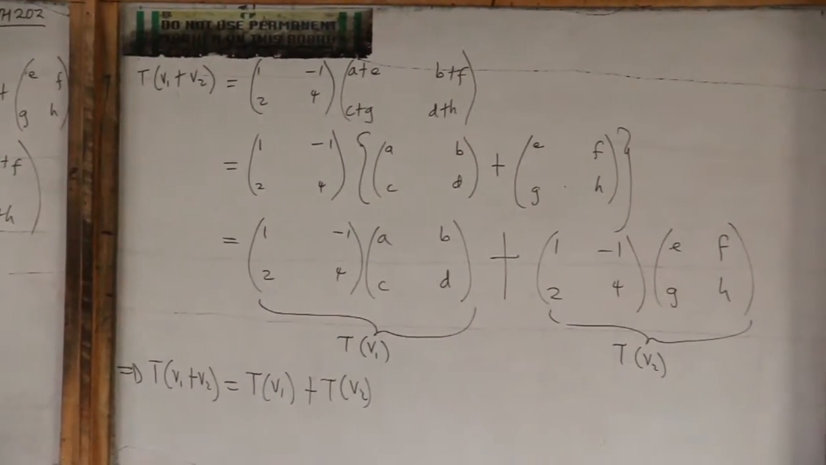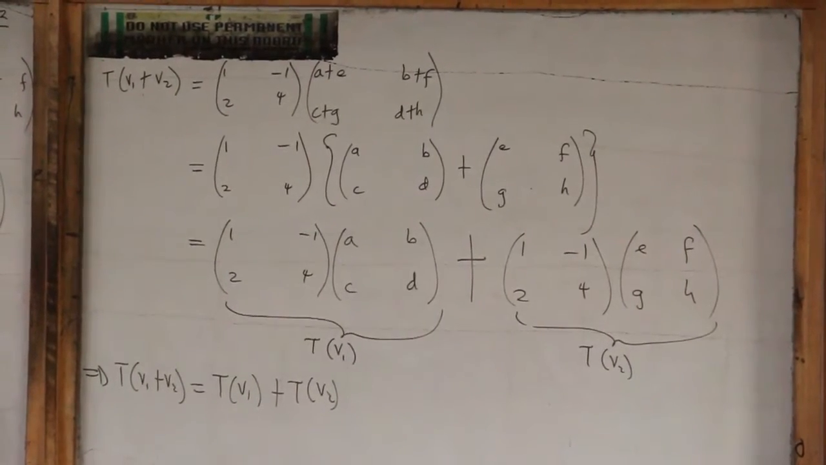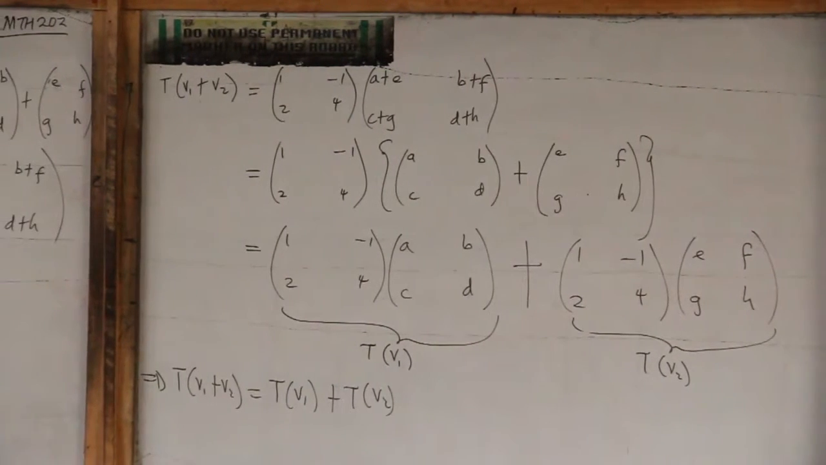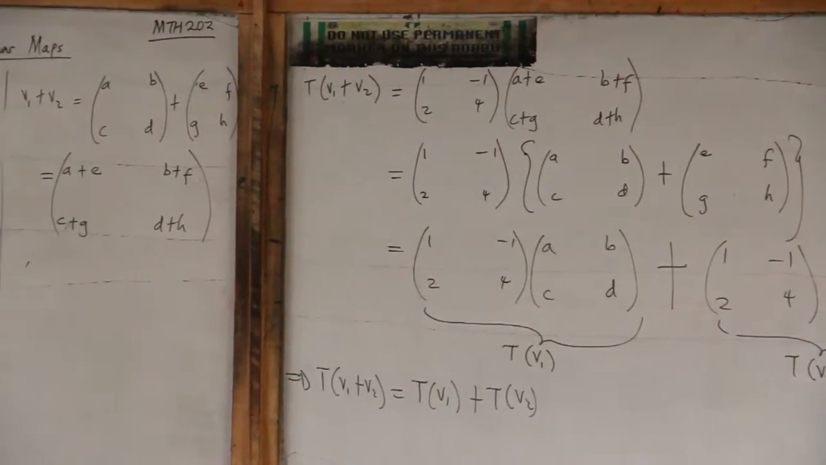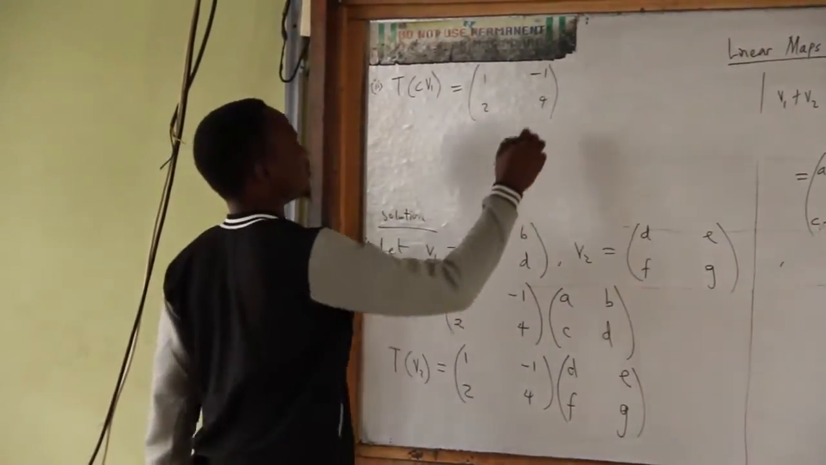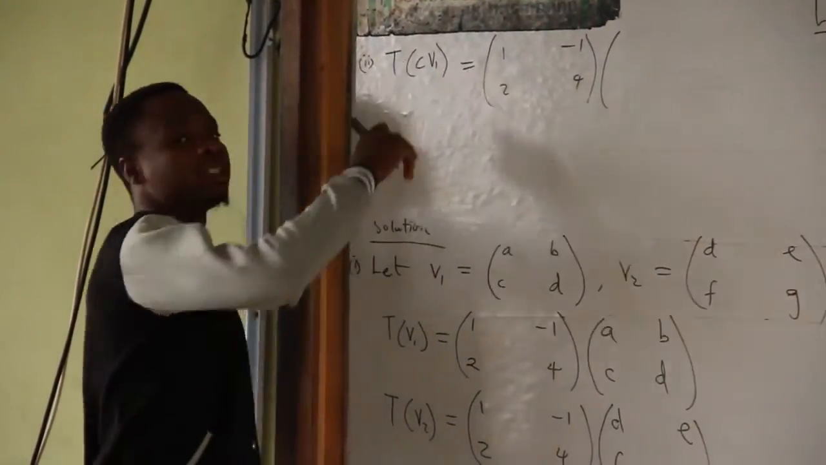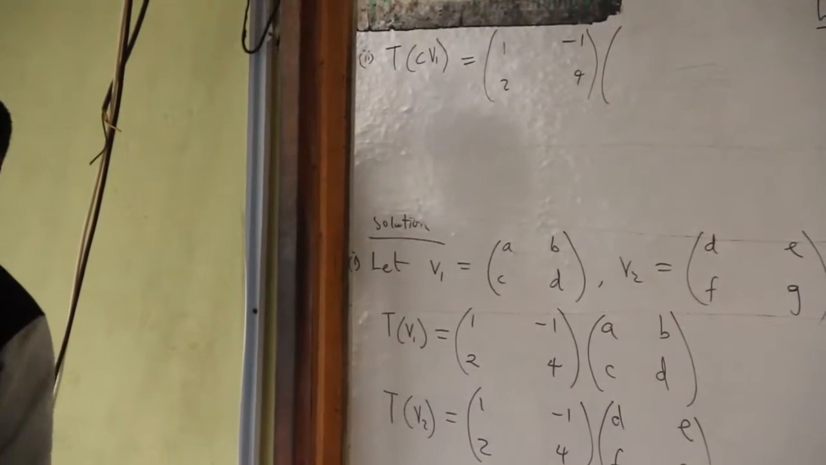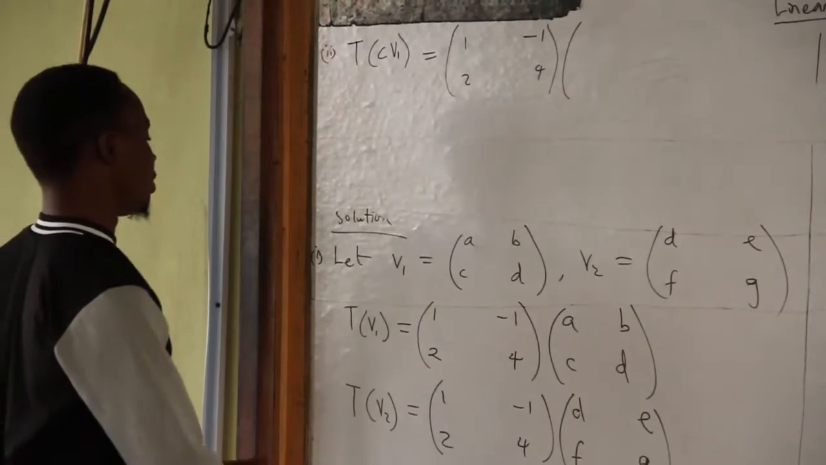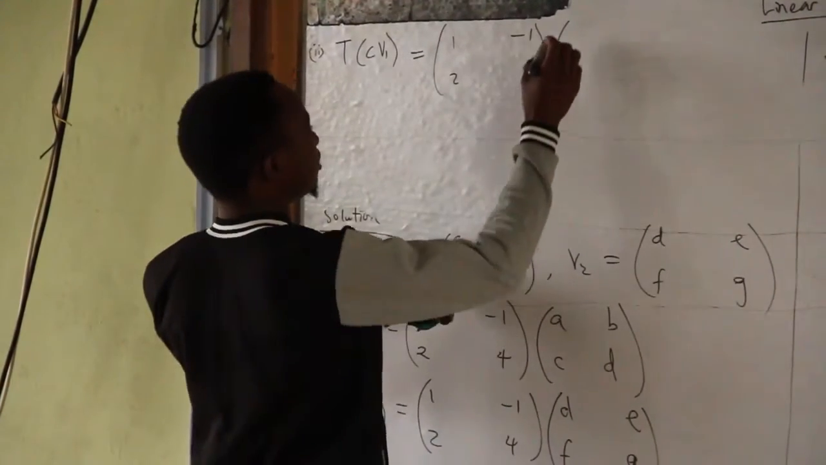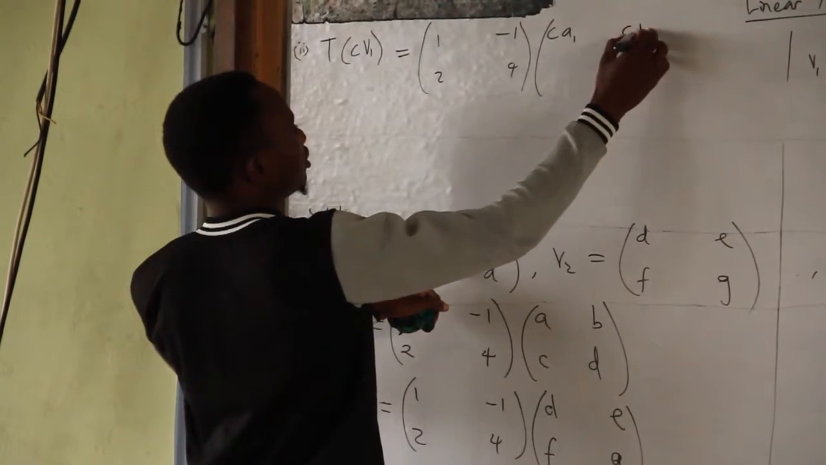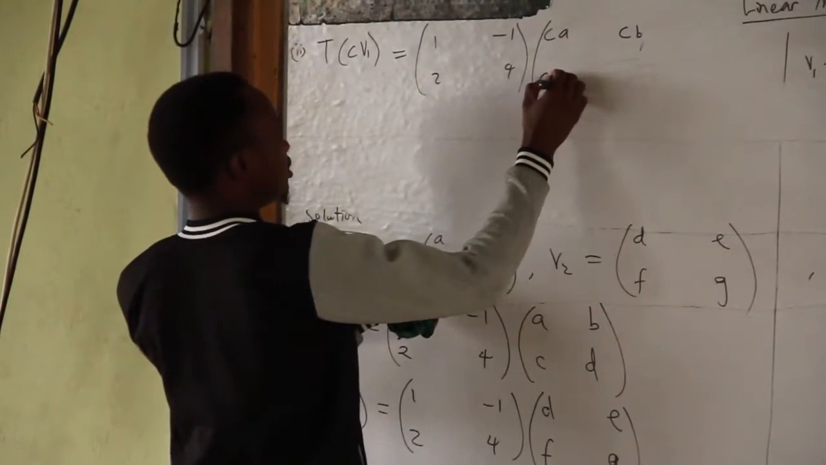So if I have C V1, what is it going to be? That is going to give me 1, 1 minus 1, 2, 4 multiplied by what? C V1. So what is C V1 going to be? If I'm multiplying the matrix by a constant, it's the same thing as multiplying all the elements of the matrix by that constant. Is that clear? So this will be equal to C times V1, so this will be C A, C B, C C.